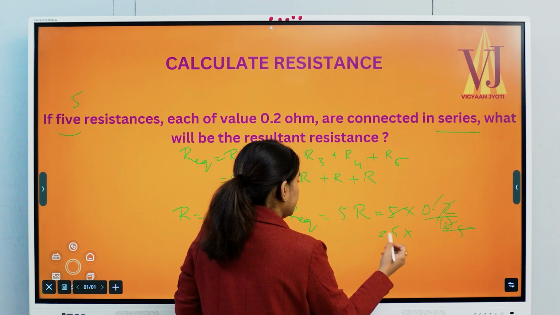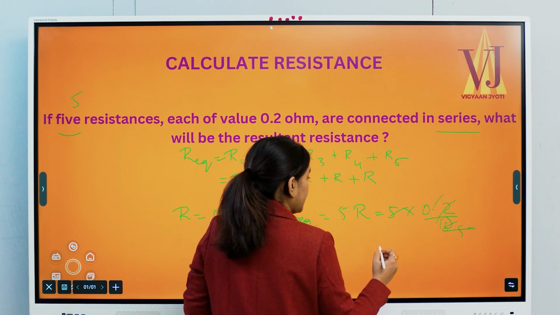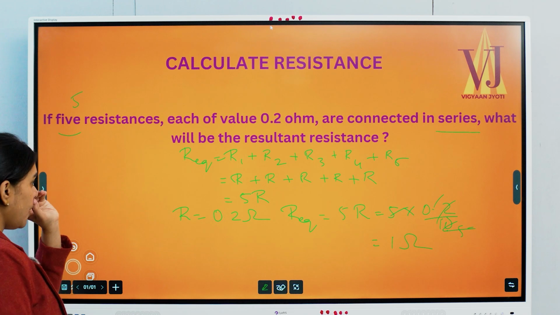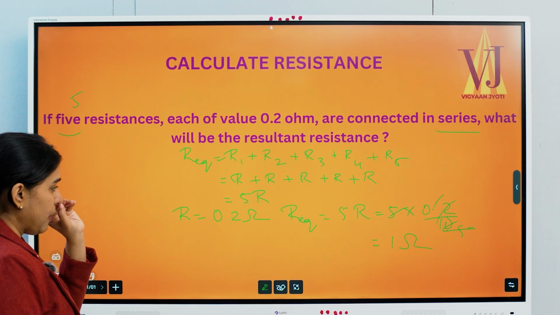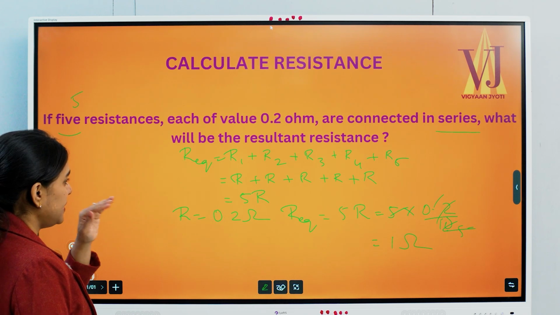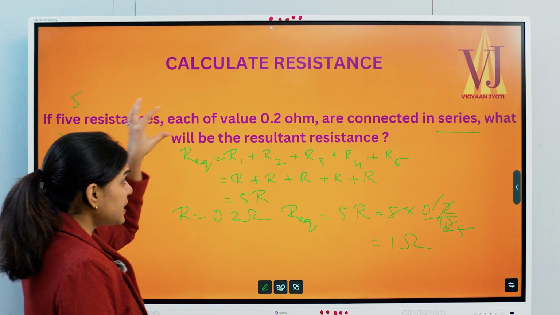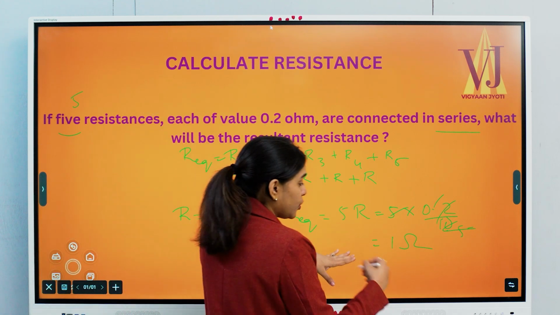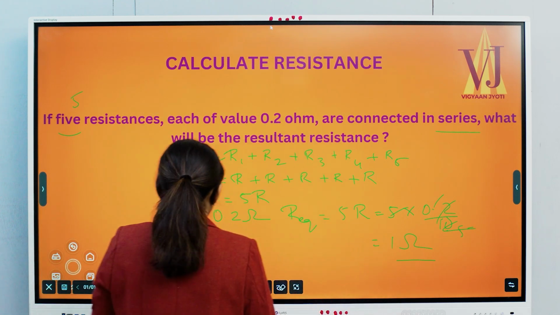I'll just delete this part. That means 1 ohm. Clear? That means what is the equivalent resistance? 1 ohm. That will be the equivalent resistance. Fine. So see, if you are adding up so small resistance, the total resistance of the circuit is becoming 1 ohm. Okay.